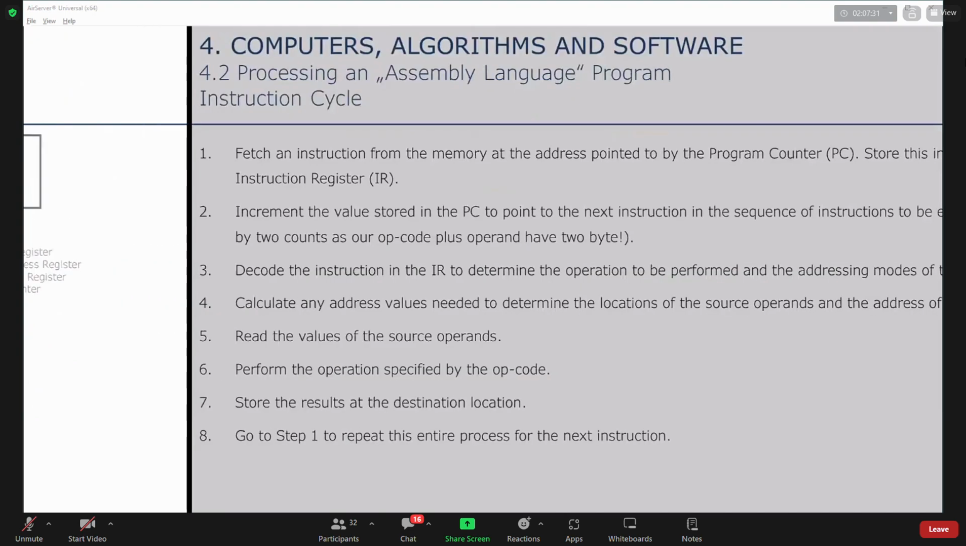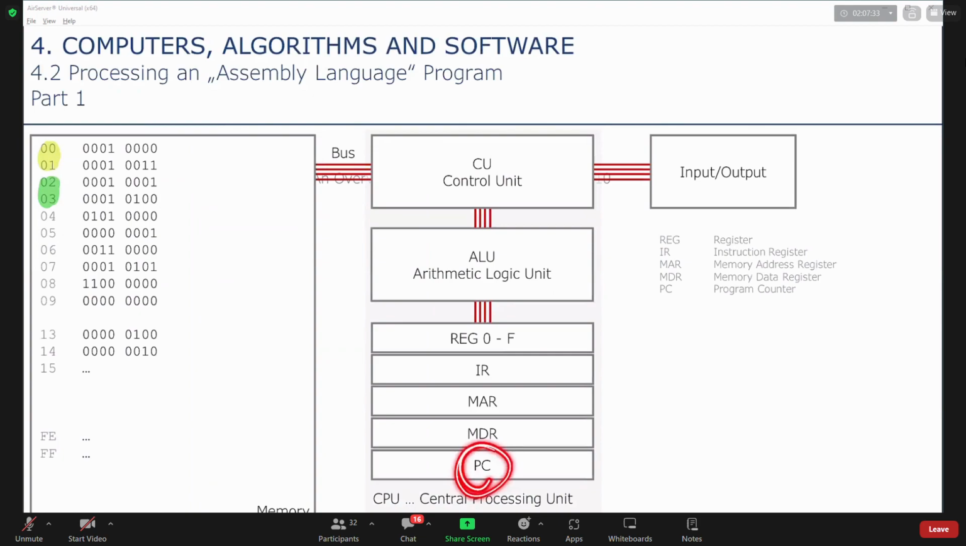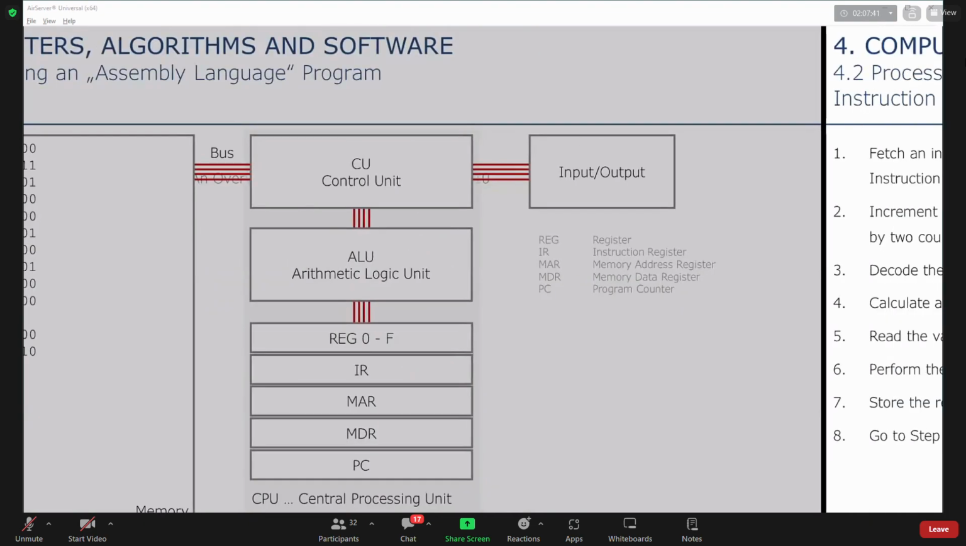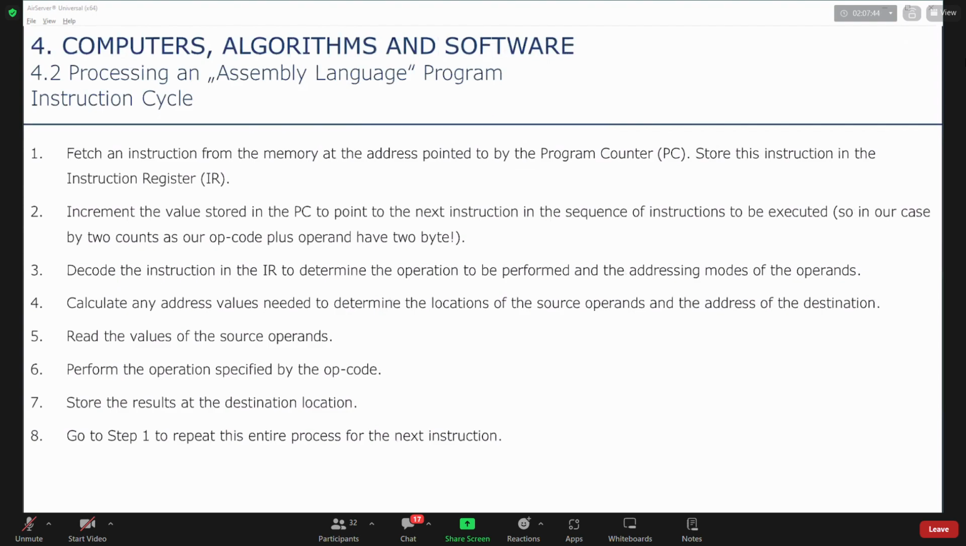So we have the program counter. If the program counter is at 0, it is taking the command at address 0 and stores it in the instruction register. Then increment the value stored in the program counter to point to the next instruction in the sequence of instructions to be executed. So in our case, by 2, as our opcode plus operand have 2 bytes.